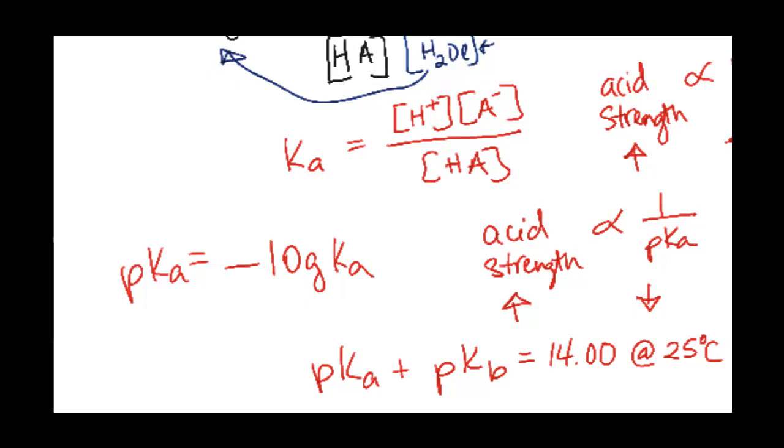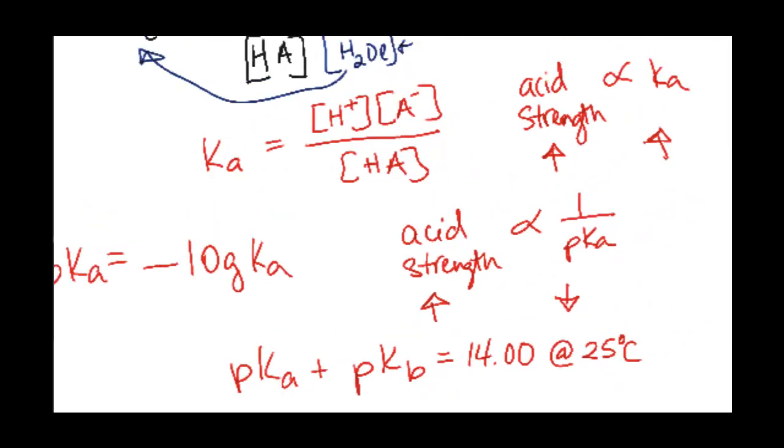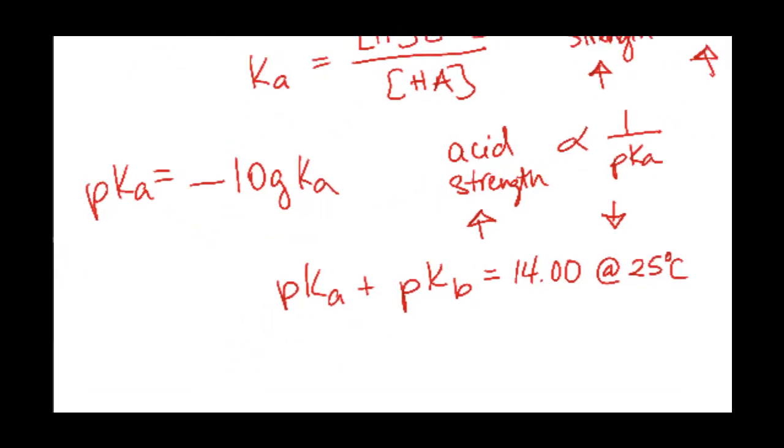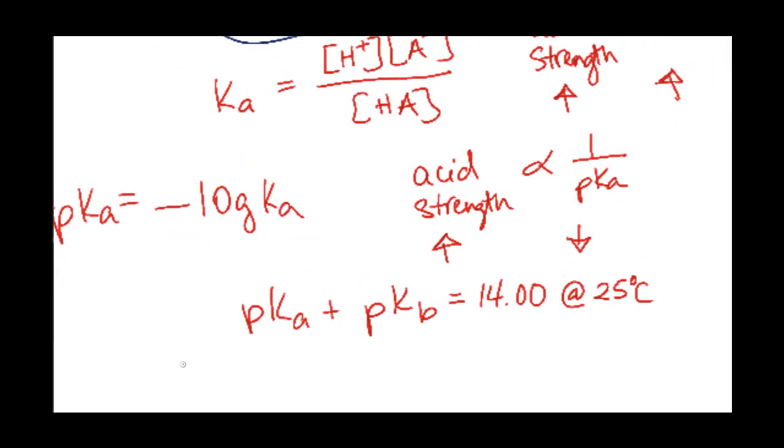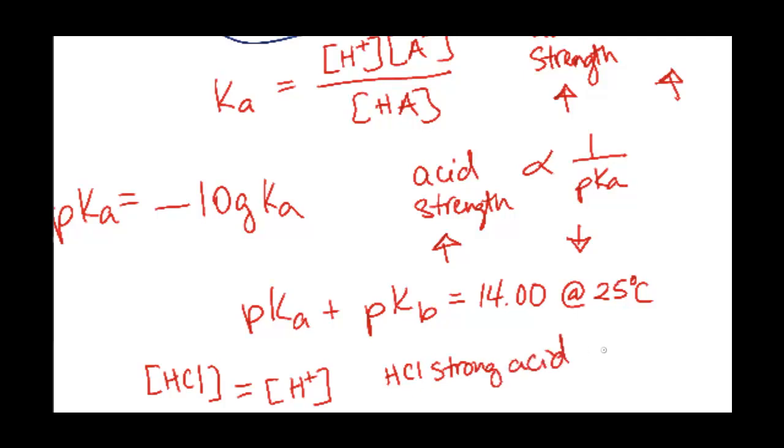And another thing you should know is that the strong acids will dissociate completely. So what that will mean is that this is also for strong bases. The HCl concentration, for instance, will equal the proton concentration because it's a strong acid. It'll dissociate 100%, or ionize 100%, however you want to look at it.